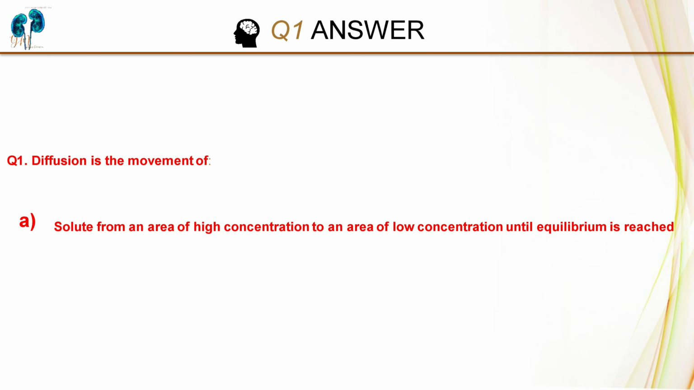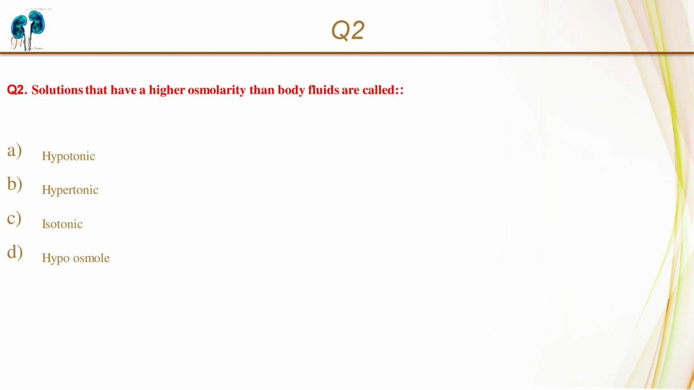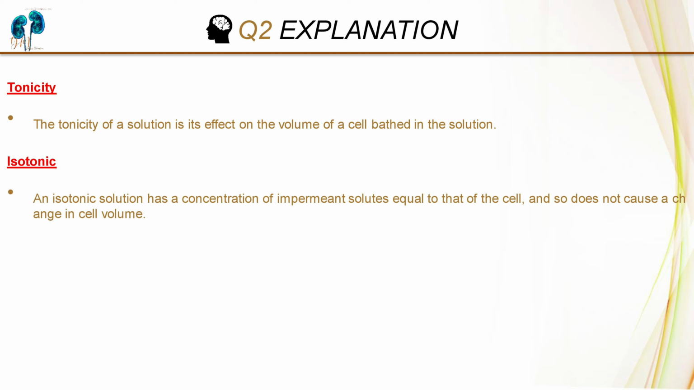So the second question is, solutions that have a higher osmolarity than body fluid are called option A, hypotonic. Option B, hypertonic. Option C, isotonic. Option D, hypoosmolar. So for these questions we need an explanation. So let's discuss what is tonicity.